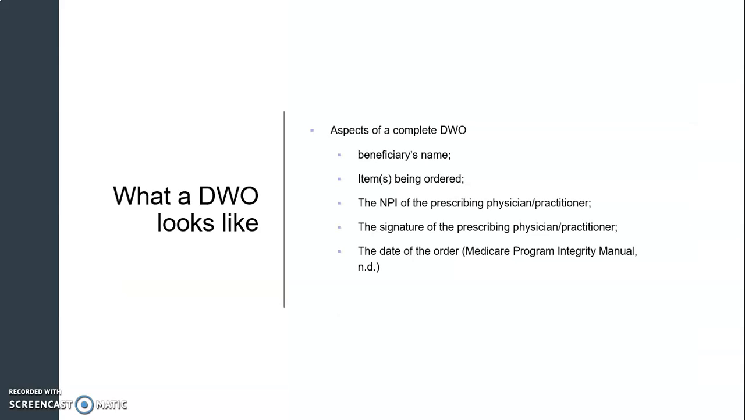What a DWO looks like. Before the meeting, you received a copy of a DWO, and our company has a blank form that is sent to the referring provider that has the following: beneficiary's name, item being ordered, the NPI of the prescribing physician/practitioner, the signature of the prescribing physician/practitioner, and the date of the order.